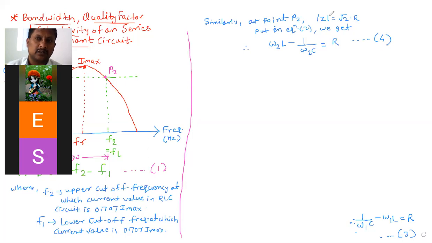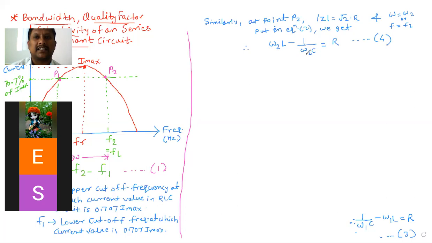Same method, you can put magnitude of Z is equal to under root 2 into R in the equation which is mentioned in equation number 2, and you can take omega is equal to omega 2 or F is equal to F2. Okay, so you can get this equation. Now you have equations 3 and 4. Once you get equations 3 and 4, now by using these equations, we have to get the derivation of bandwidth. Very interesting now. So this point you can remember. That's why I marked it with the red pen.